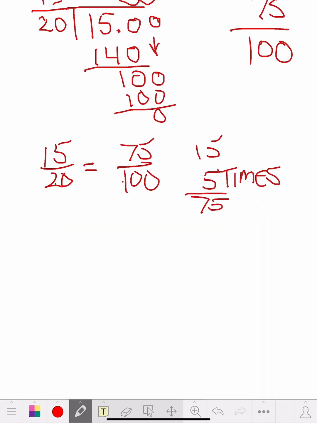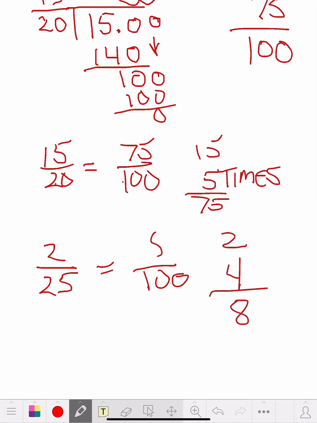Watch when I do it. Say the number was 2 25ths. How many times is that now? That equals, let's see, over 100. Put 100 here. 25 goes into 100 how many times? 4 times. 2 times 4 is 8. So that's 8%.